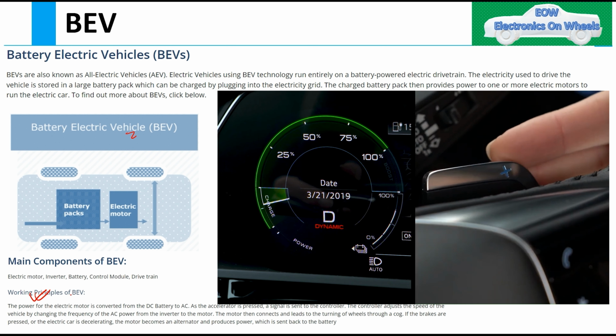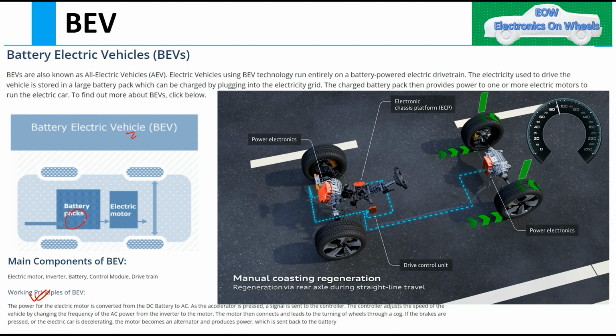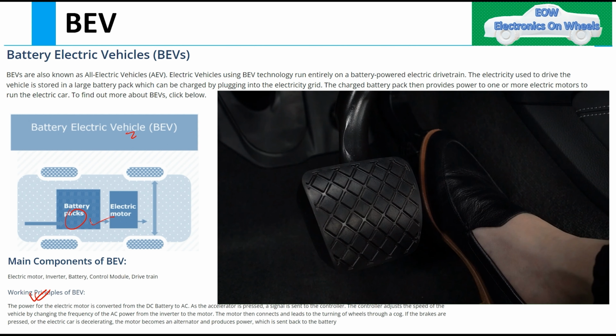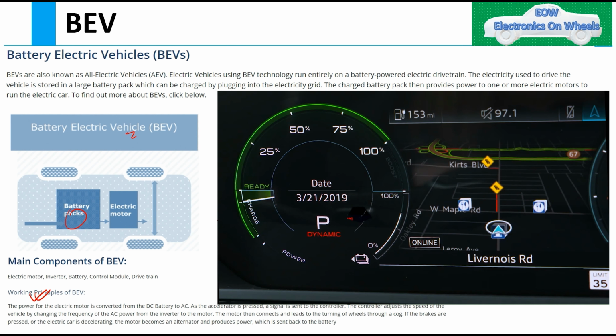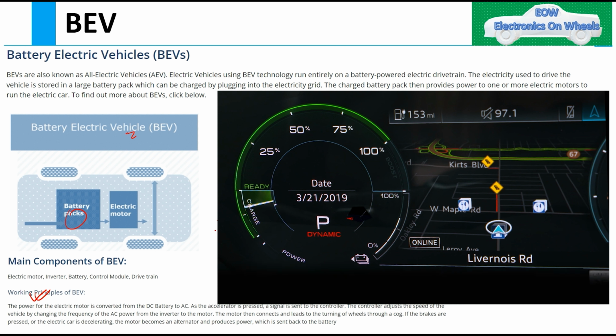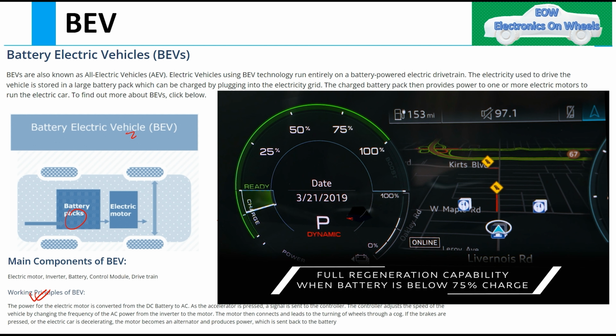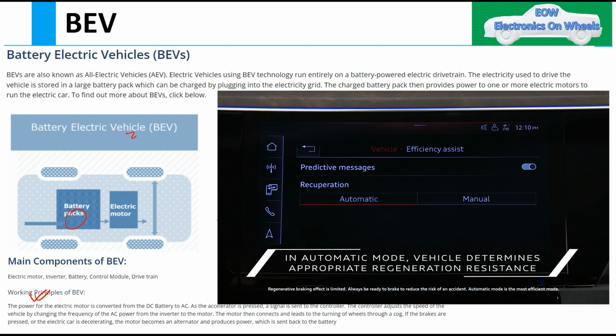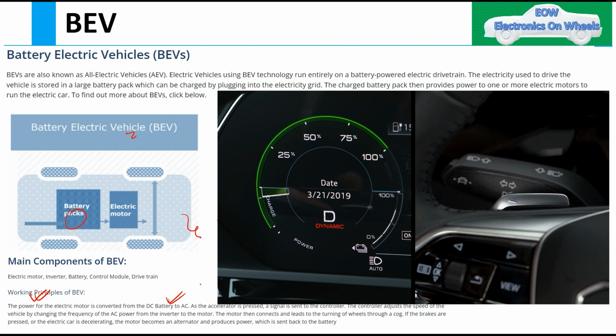Power for the electric motor is converted from the DC battery, this is your DC battery, to AC. Why are we converting this DC to AC? Because we are using the AC motor. Most of the passenger vehicles are using AC motors. However, there are a few vehicles where we use DC motors also, that is our BLDC motors, brushless DC motors, in two wheelers. But in most passenger cars, you will be using AC. So we are converting this DC battery to AC.